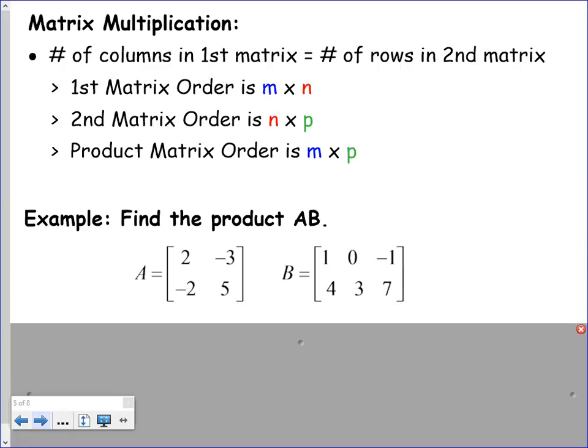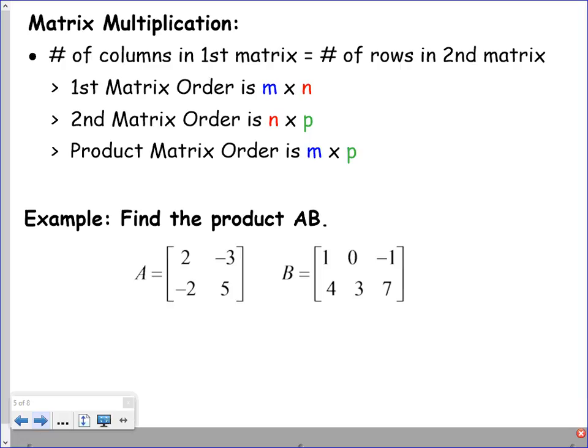Okay, so here are two products that we're going to see. Can we multiply these two matrices together? If we can multiply the two matrices together, what is their product?